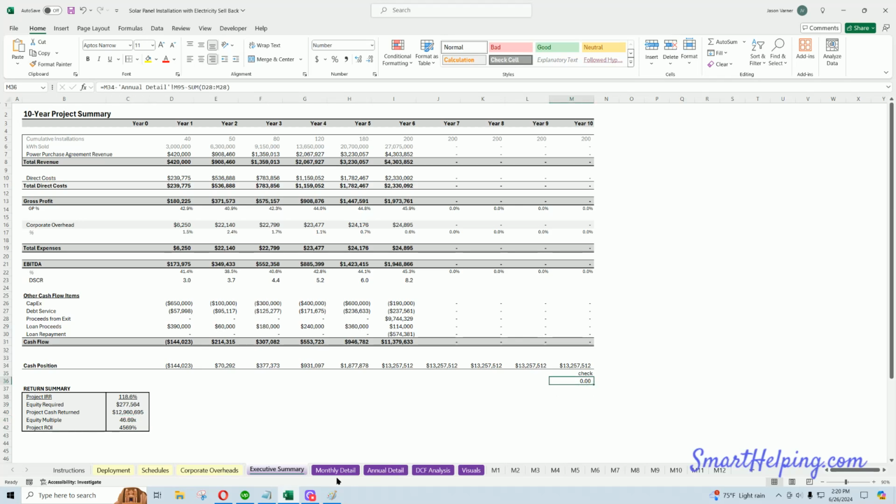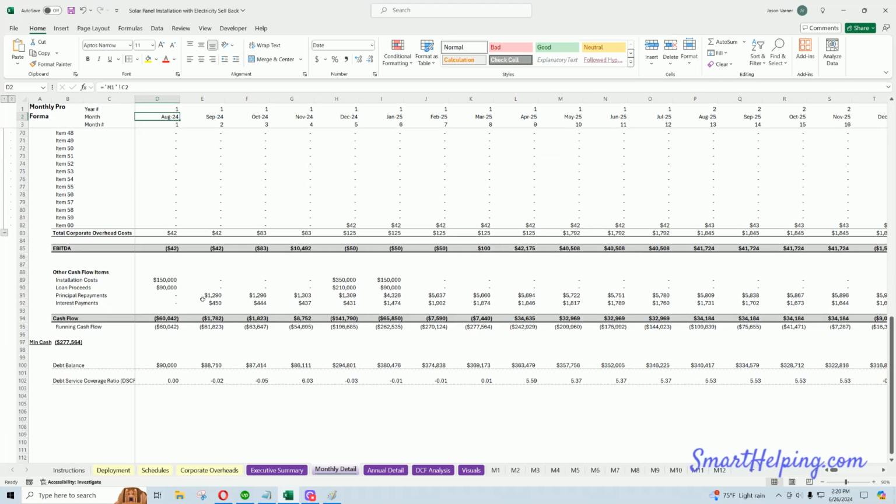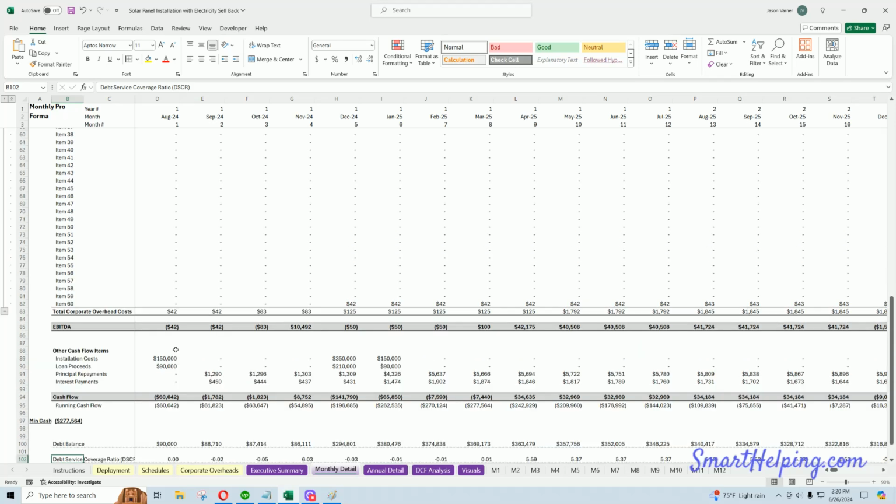This is just a check here. Monthly details are a little bit more in depth on where the revenue is coming from and all your different costs, and then it's still flowing down to cash flow, minimum cash position. This is how much you would need to survive the operational period, debt balance, and debt service coverage ratio.